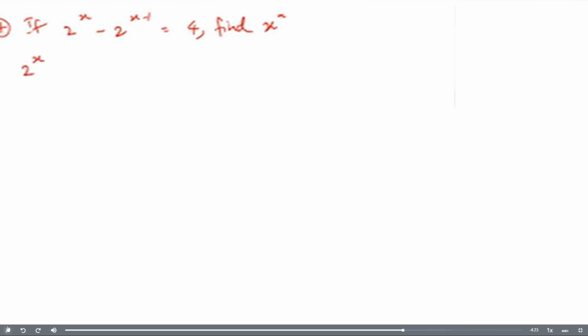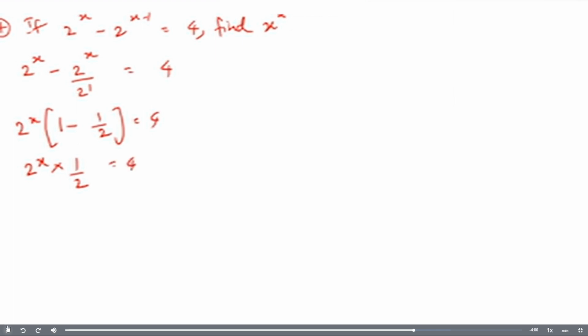Now, 2 to the power x minus 2 to the power x by 2 to the power 1. This power 1 we can bring to the denominator, so convert the minus into plus is equal to 4. Now you have to take the common factor here. 2 to the power x is common, into (1 minus 1 by 2), is equal to 4. 1 minus 1 by 2 is 1 by 2. 2 to the power x is equal to 4 twos are 8. 2 to the power x is equal to 2 cube. Therefore, x is equal to 3. Therefore, x to the power x is equal to 3 cube, which is equal to 27.